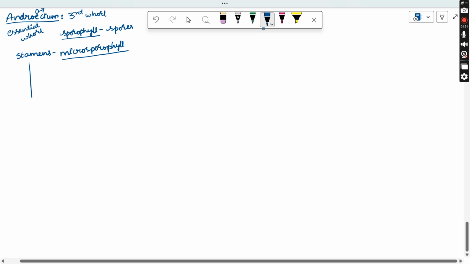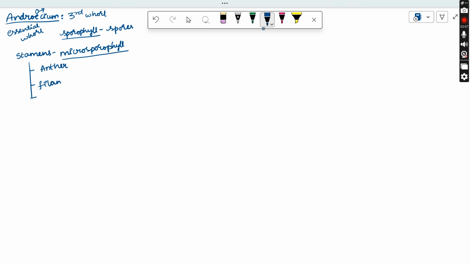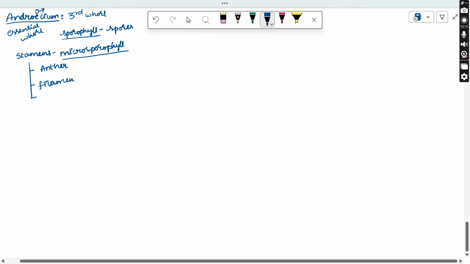So this stamen or microsporophyll will contain three major parts. The stalk type of structure, we call it a filament, and the lobe type of structure, we call it anther. And these two are connected. The two lobes of the anther are connected by a type of tissue, we call it a connective. So anther, filament and connective are the three parts of this stamen. If you are drawing it, it will have a lobe. This lobe is of the anther, and this stalk type of structure is a filament. Here you can find the connective.